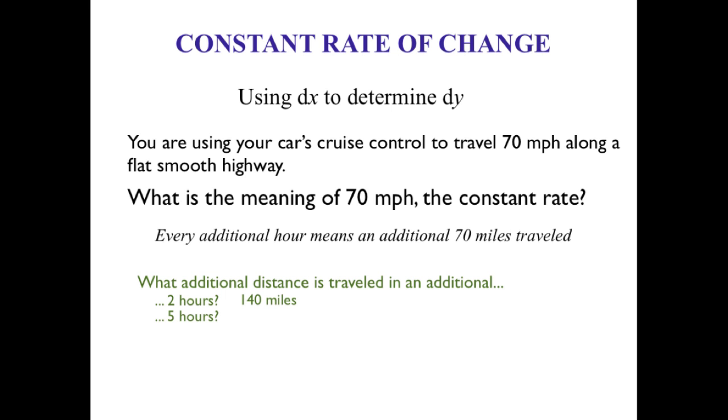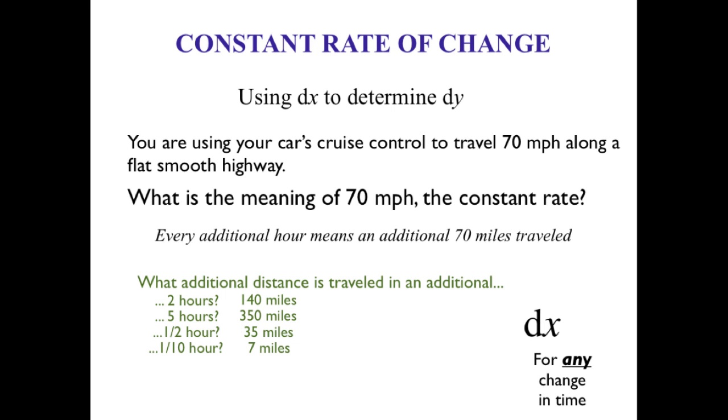You also knew how far you go in 5 hours. 350 miles. You also know how far you go in half an hour. And you also know how far you go in a tenth of an hour. You know any more than that? We could go on all day, right? 70 miles per hour means a whole lot more than just you go 70 miles in an hour. Actually, we know how far you go in any amount of time, right?